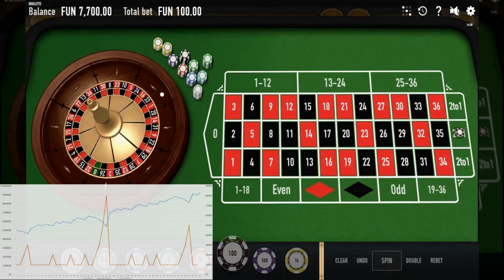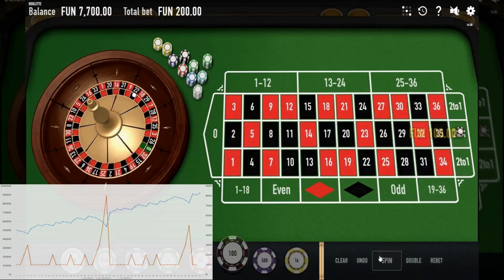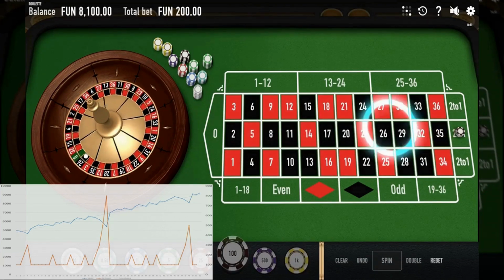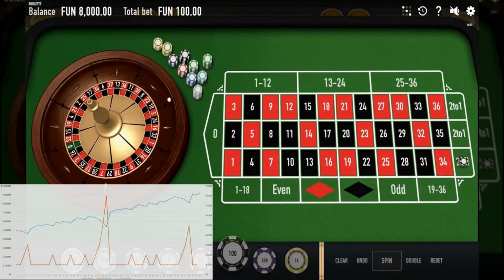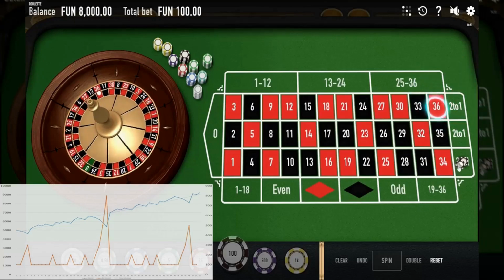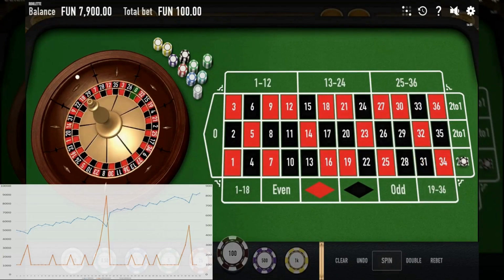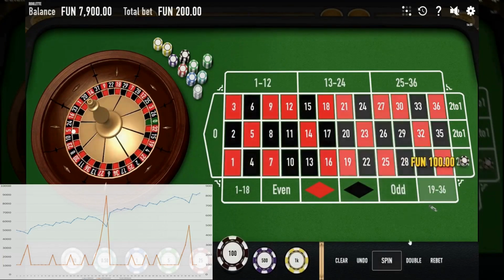By the end of our session, we had completed 51 spins and managed to grow our balance to $9,200, representing a total gain of 84%. Talk about an impressive strategy.